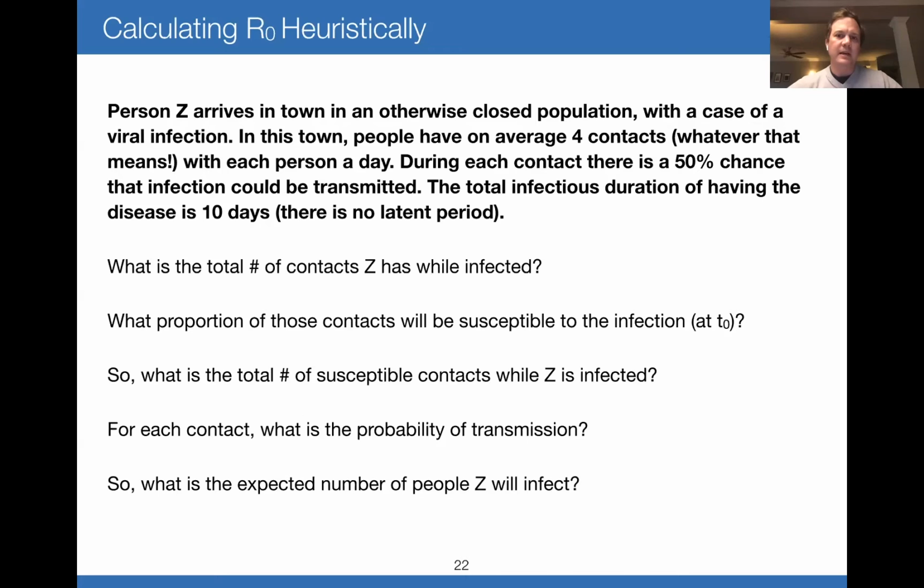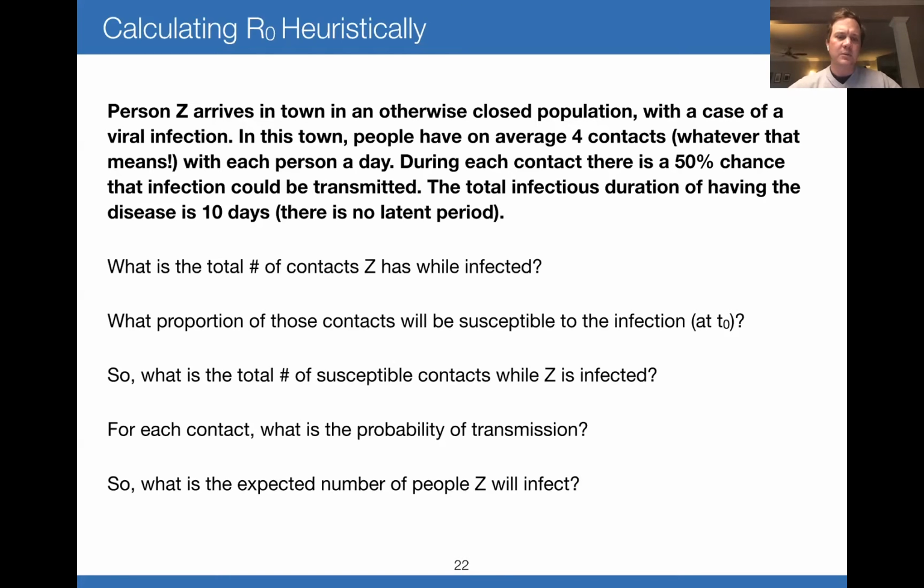And in this town, people have on average 4 contacts a day. And contacts, we don't really know what that means, but let's just assume that we do for this exercise. And then during each contact, there's a 50% probability that the infection could be transmitted. And the total infectious duration of having that disease in the infectious period is 10 days. There's no latent period, say, in this example.